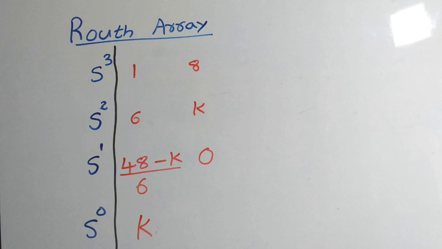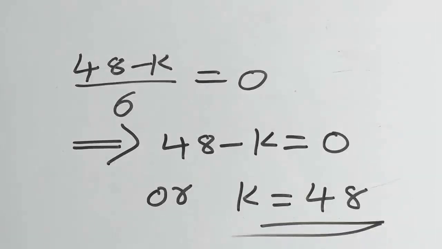For the system to be marginally stable, one element in the first column of Routh array should be 0. That happens when (48 minus K) divided by 6 is equal to 0. From that condition, we can obtain the value of K for which the coefficient of s raised to 1 is equal to 0. That implies (48 minus K) by 6 is equal to 0, or 48 minus K is equal to 0. That implies K is equal to 48.